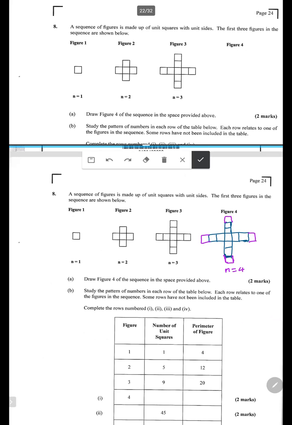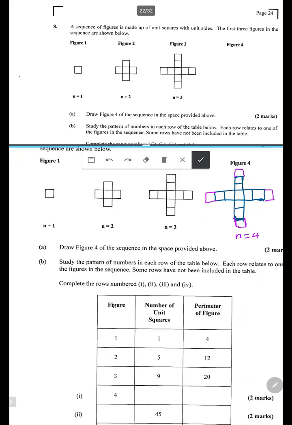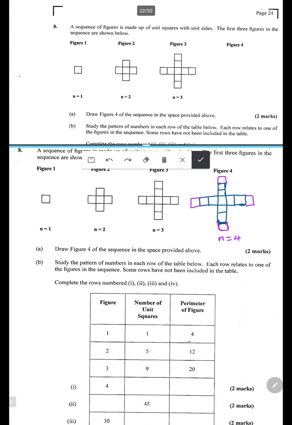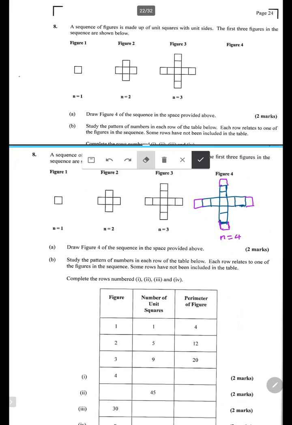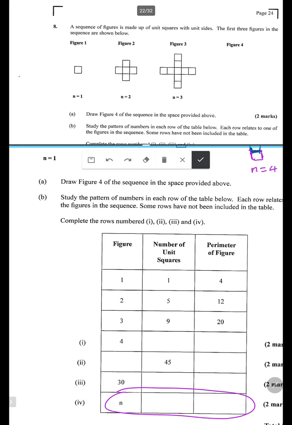All right. Then it says, study the pattern of numbers in each row of the table. So each row relates to one of the figures in the sequence. Some rows have not been included in the table. So they want us now to look at the table and study the table. All right. So I like to fill out my formula first. I just believe it's easier if I fill out this part first. Observe the formula, if there's a formula.